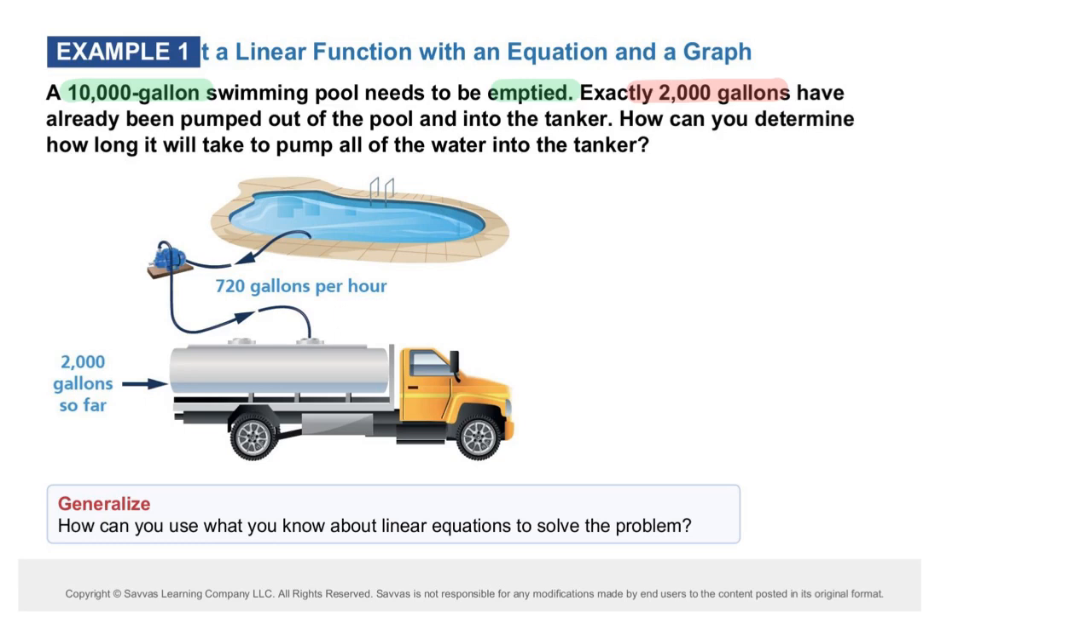So we have this swimming pool right here. It's got 10,000 gallons in it, but we want to empty it into this truck. Notice there's already 2,000 gallons out, and here's something else important. Our rate, 720 gallons per hour. All right, so I think we can probably solve this a couple of different ways. One is with an equation, and one is with a graph.